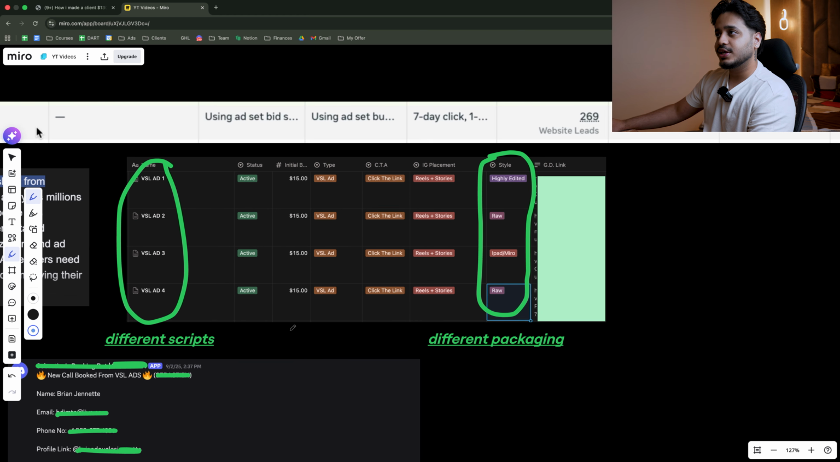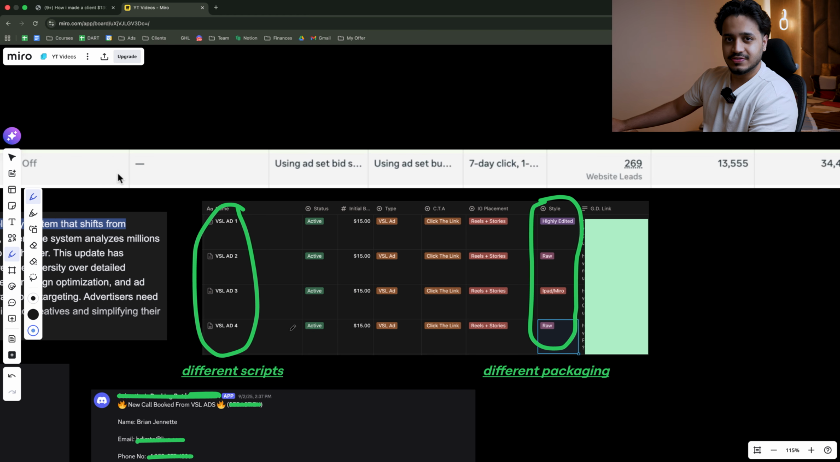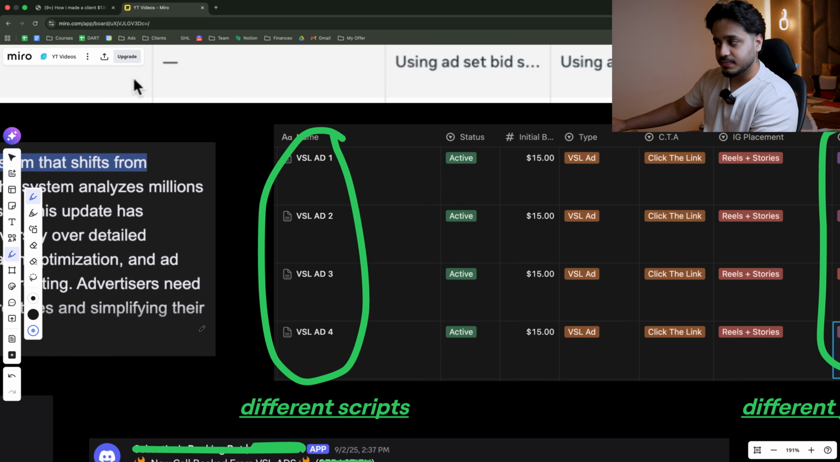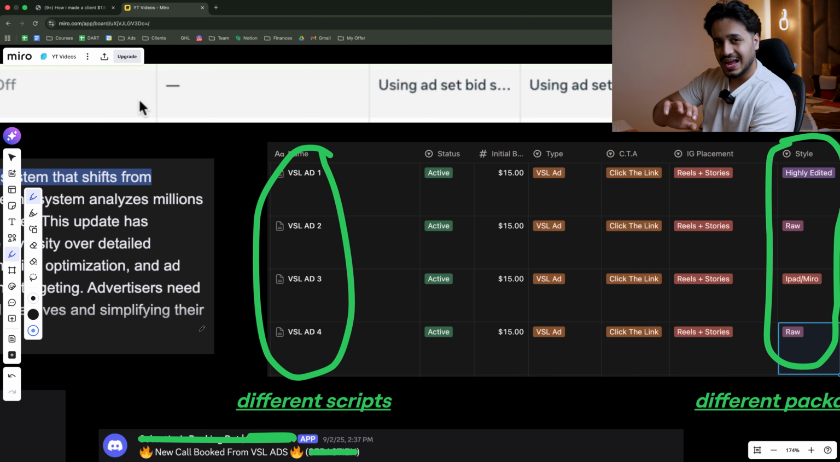So you want to make sure that all your creatives look different. If they look the same, it's not going to work with the Andromeda update, okay? You need to make sure that you have different scripts, right? You are testing different hooks, different angles.